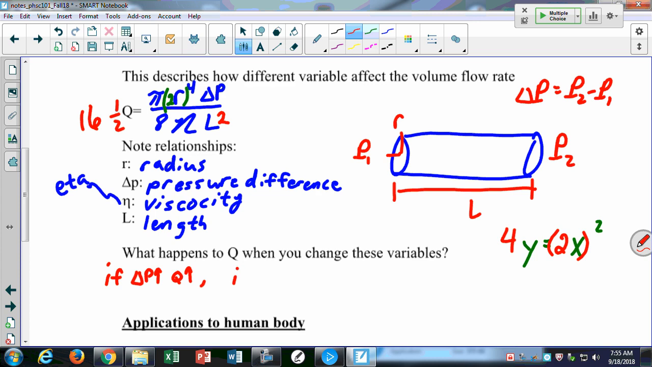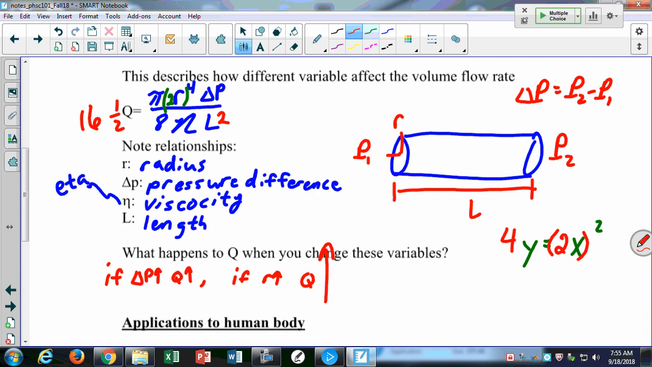But if R goes up, then Q will increase by a lot more, by a factor of R to the 4th. So if it's halved, it's a factor of 16. If it's doubled, Q increases by a factor of 16. If it's tripled, Q increases by a factor of 81. If it's quadrupled, it's 256 times the flow rate. So Q is greatly dependent upon the radius.